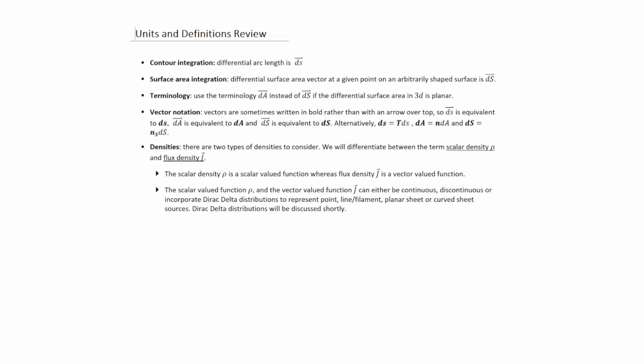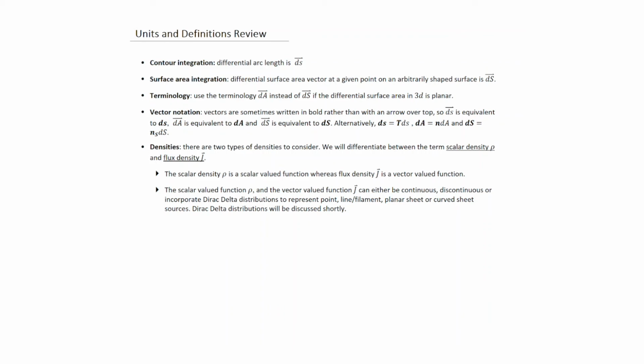All right, quickly, units and definitions review. Contour integration, differential arc length is dš with a bar. Surface area integration, differential surface area vector at a given point on an arbitrarily shaped surface is dS with a bar. Terminology: use dA instead of dS if the differential surface area in 3D is planar. If it's 2D, then we don't recognize this as an oriented surface, so it just becomes a scalar differential.